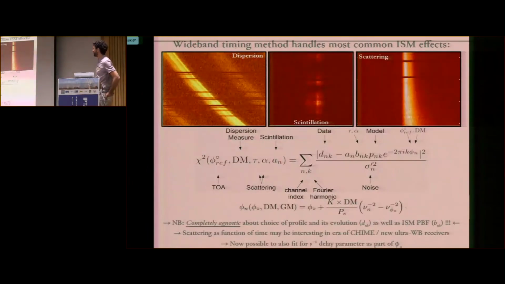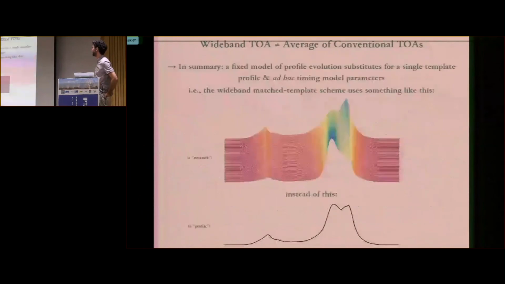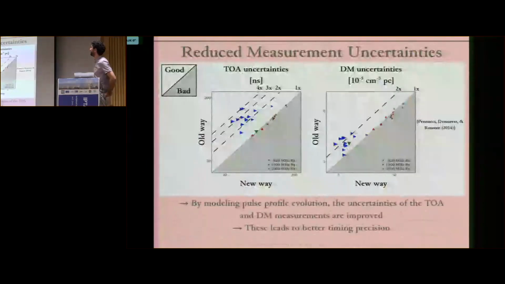And also, I won't spend time on this, but it basically accounts for the most common interstellar medium effects, because you're also fitting for an amplitude as a function of frequency, so you account for scintillation. You saw how it accounts for dispersion. And more recently, I've added a term here that accounts for the pulse broadening, which is called scattering. And yeah, that's all I'll say about that. And in an earlier paper, we showed that you can actually improve the TOA and DM uncertainties if you account for pulse profile evolution. That's the summary of this slide.